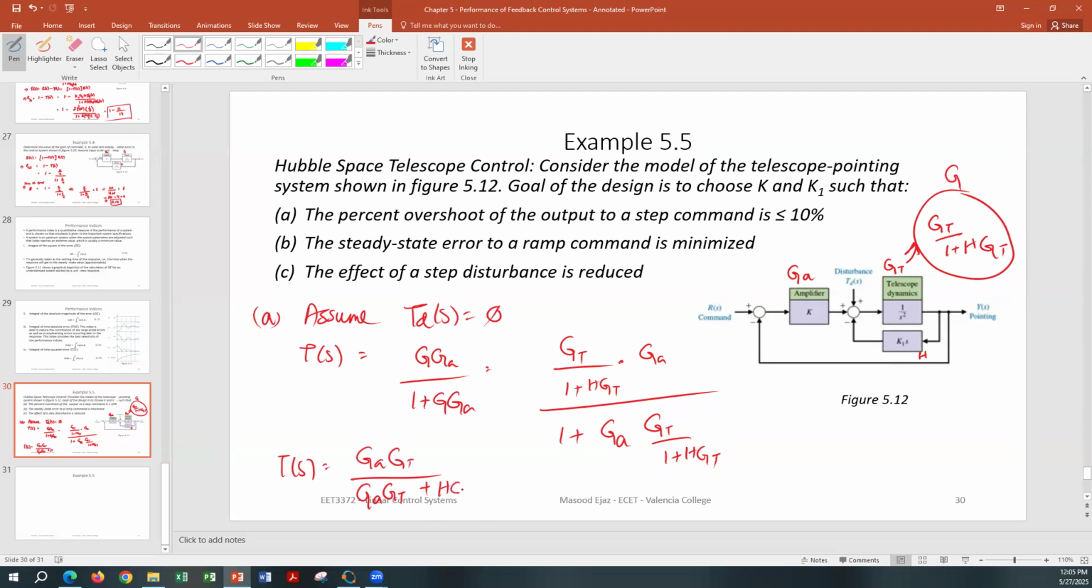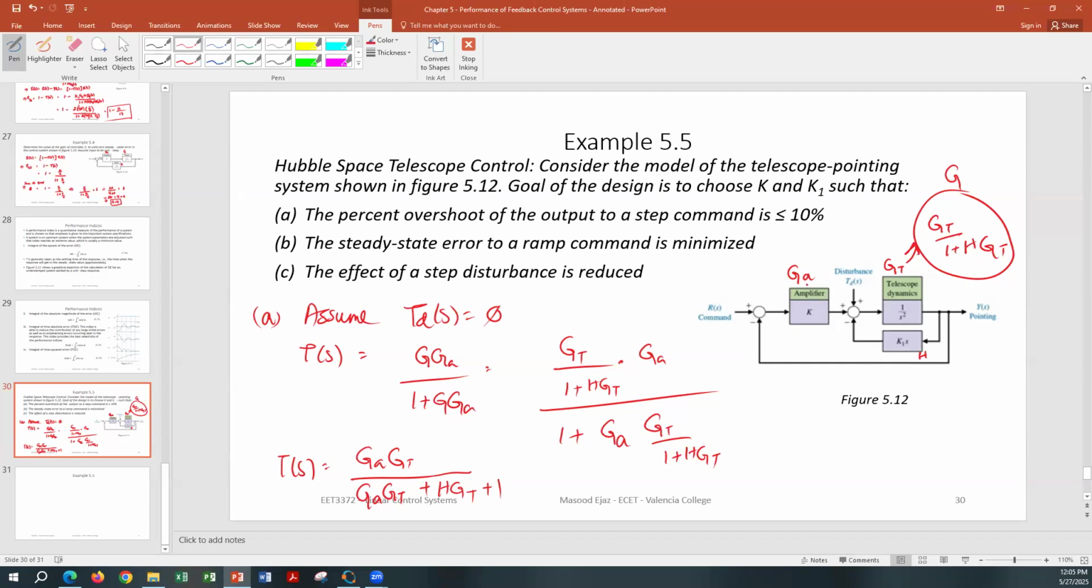H GT plus 1. Let me see if I make any mistake, let me know, mathematical mistake. If I simplify this, I think that's what we're going to get, right? GA times GT, and the denominator is 1 plus GT, so 1 plus GT, and that's cancelled out. Seems good.